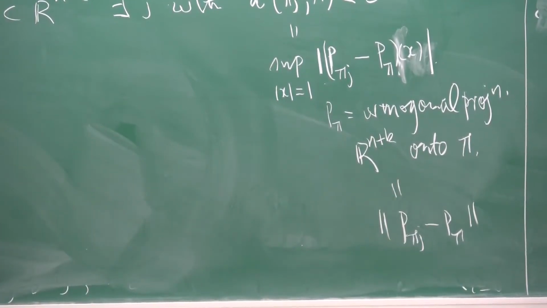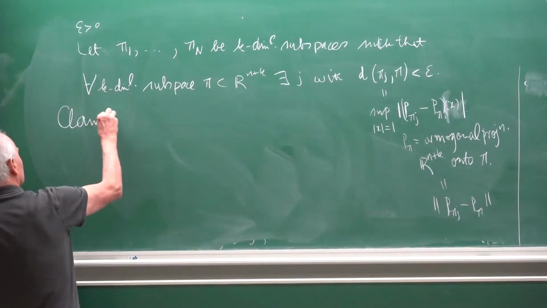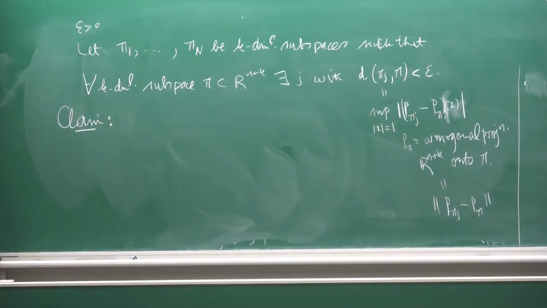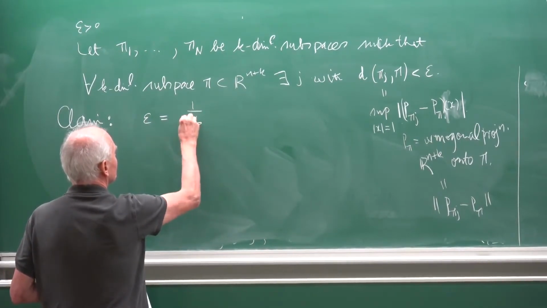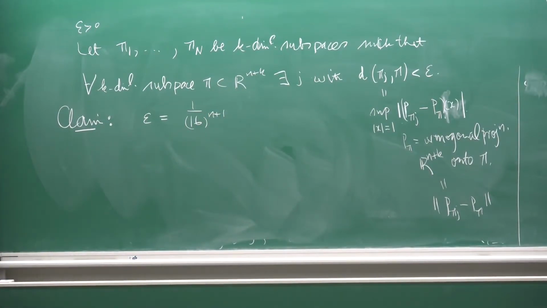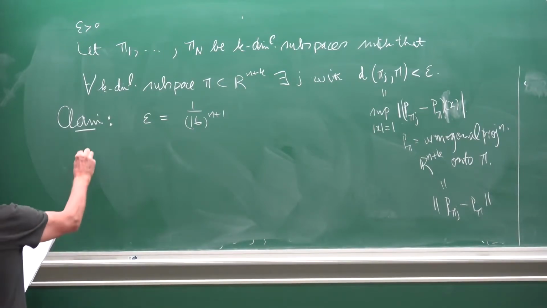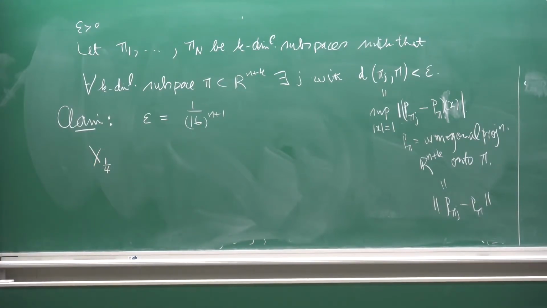And now here comes the trick. The claim is, this is a big claim because it's not very well motivated at this point, but you'll see the idea when you see the proof. The claim is that with epsilon equals a suitable number depending on n, in fact 1/16 to the n plus 1, I claim that the cone X(x, 1/4), now remember that's the cone with alpha equals 1/4.